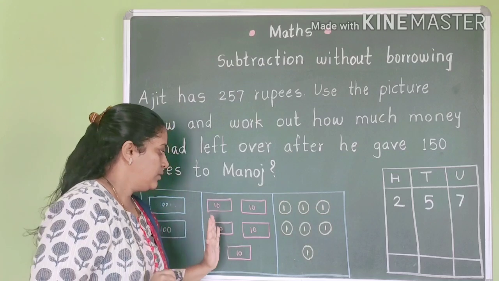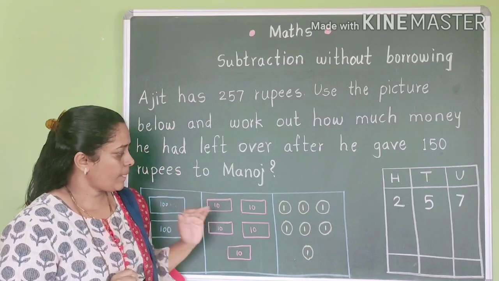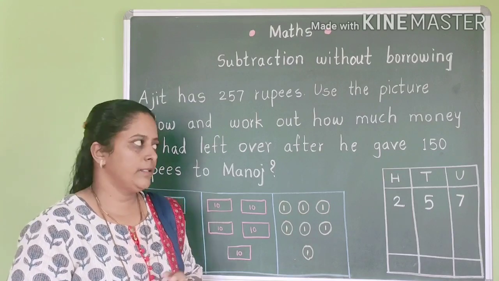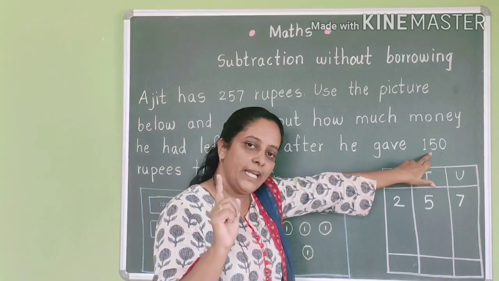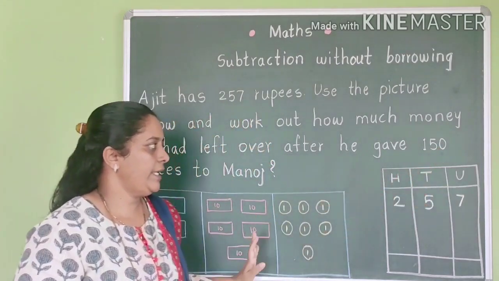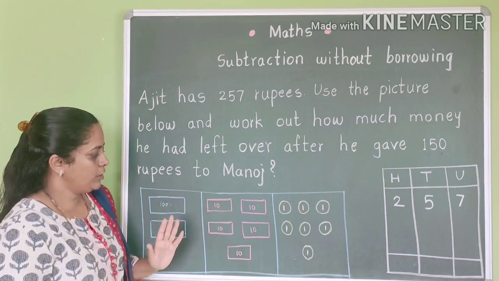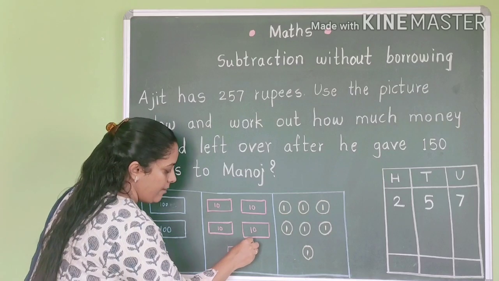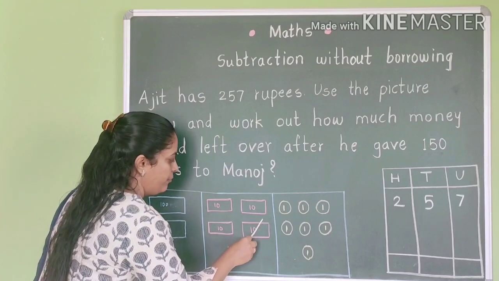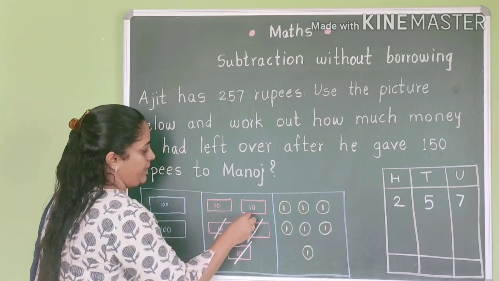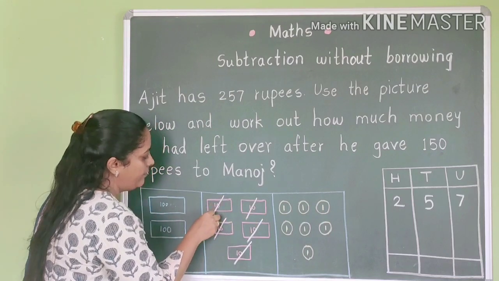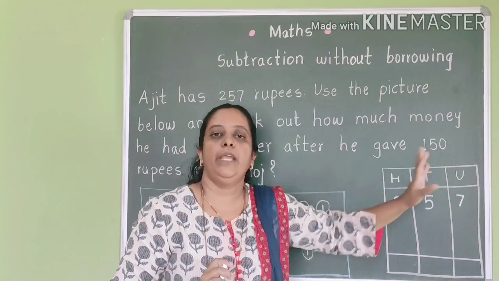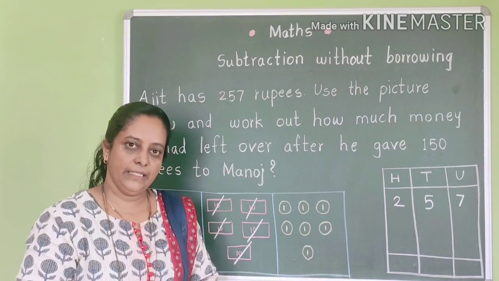Then go to tens place. In 150, how many tens are there? Very nice, there are 5 tens, and he gave Manoj 5 tens. So we are going to cancel 5 notes of 10 rupees. 1, 2, 3, 4 and 5. And in 150, how many hundreds are there?